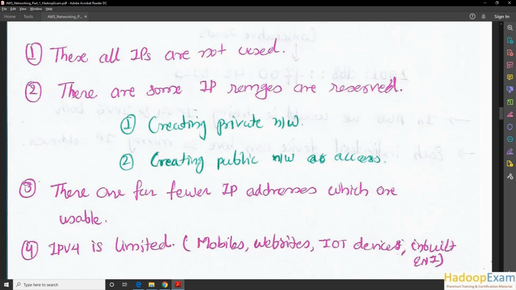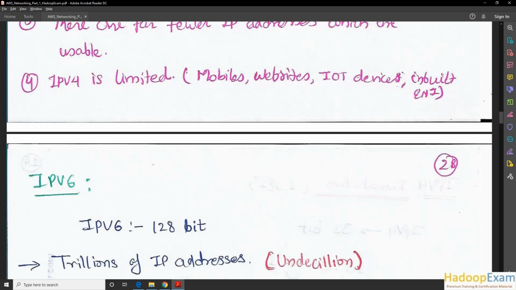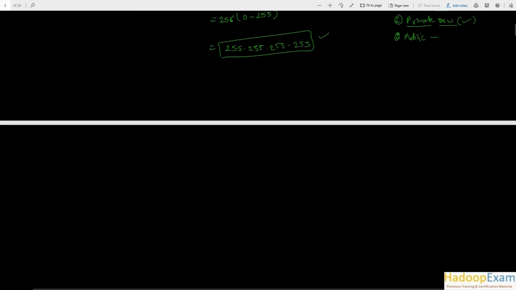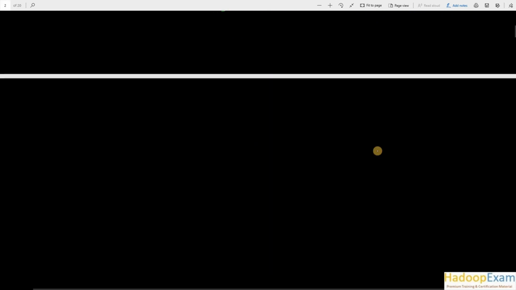IPv4 is limited, as we have discussed, correct? So now what is the workaround for this? Nowadays even IPv6 is being used for this. So what exactly is IPv6? IPv6 is 128-bit, and my IPv4 was 32-bit.